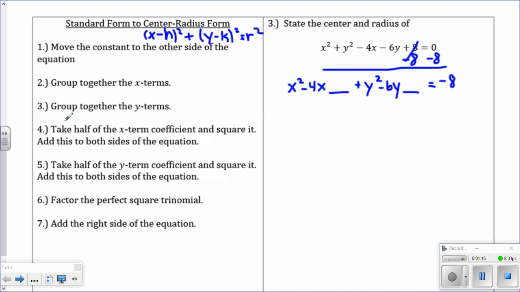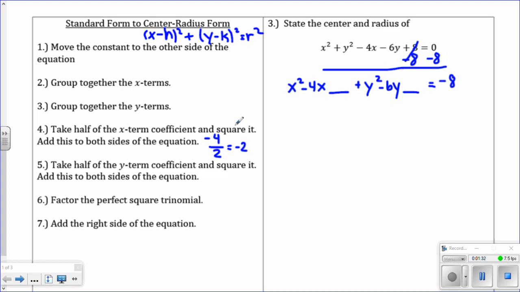At this point, we are at steps 4 and 5. It says, take half of the x term coefficient. Now, the x term coefficient is a negative 4. I'm going to just do this off to the side. So I have a negative 4, and I take half of that. Well, half of negative 4 is negative 2.